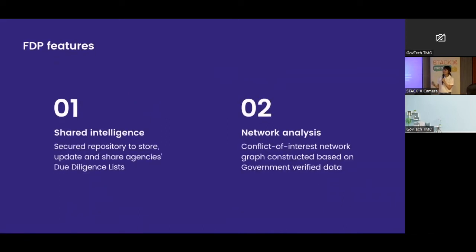And the FDP has two key features. The first is its secured repository that allows public agencies to be able to store, share, and update their due diligence list, thereby building up shared intelligence. The next key feature that it has is its ability to conduct a network analysis based on conflict of interest graphs constructed from government verified data.